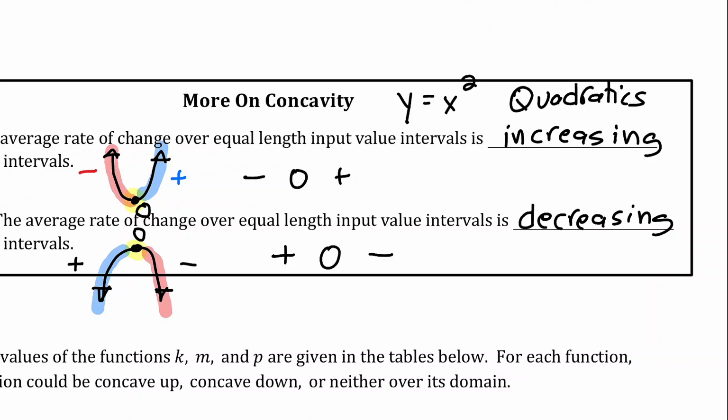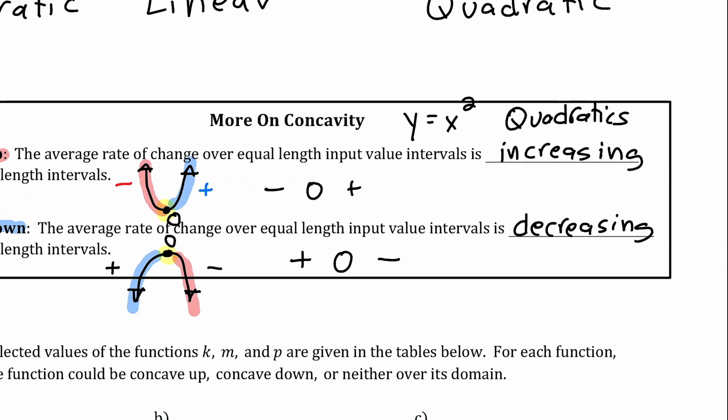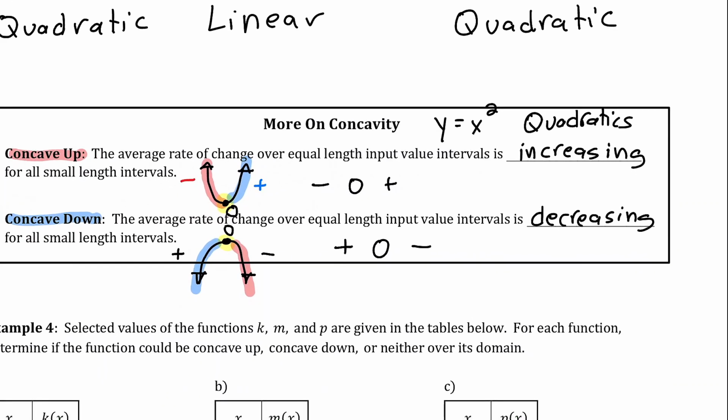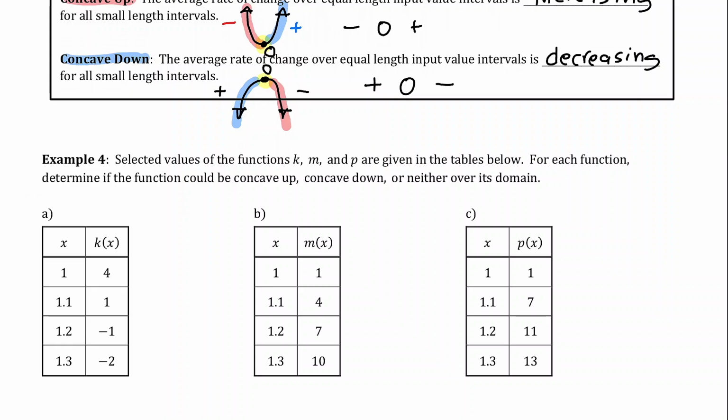It's getting smaller. It'll go from a positive rate of change to 0, and then it's going to turn to a negative as it goes down, if it's concave down. So my rate of change is getting smaller. It's decreasing. So they could give you a table, and they're going to ask: selected values for functions k, m, and p are given in the tables below. For each function, determine if the function is either concave up, concave down, or neither.